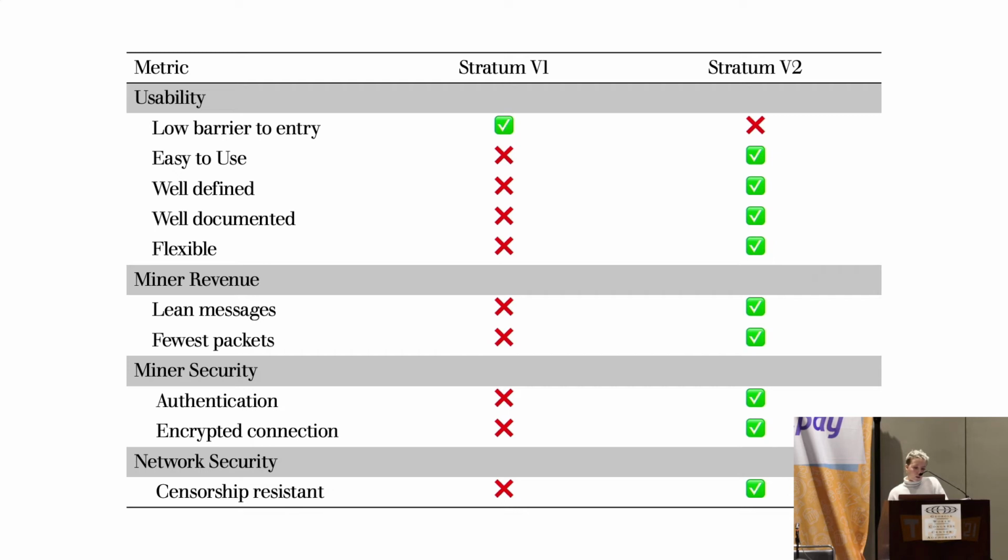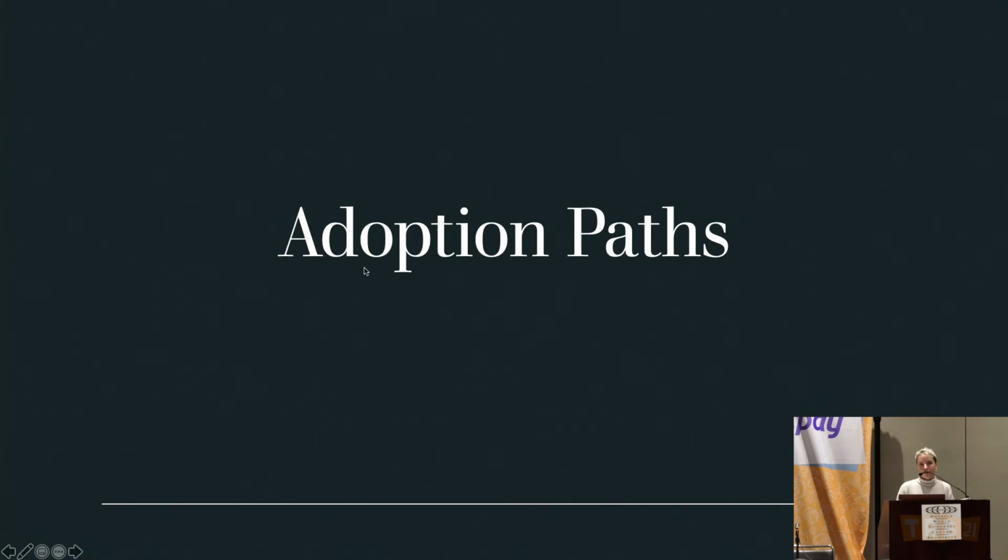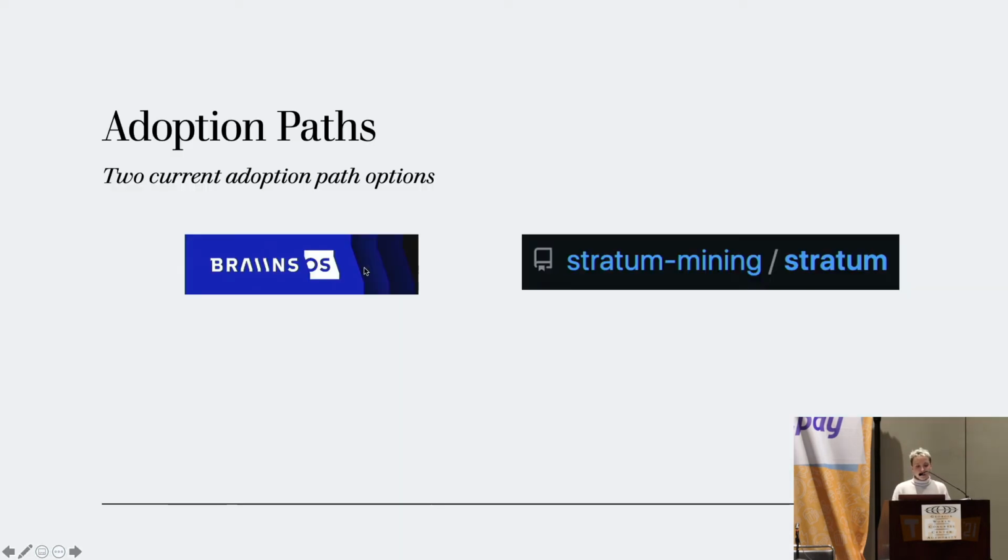So overall, while Stratum V2 doesn't have that low barrier to entry metric, it is much better in every other way. And now I want to talk a little bit about the two adoption efforts. So first is a third-party firmware called BrainsOS, and this is developed by the people at Slushpool. And the second is an open-source Stratum Proxy server.